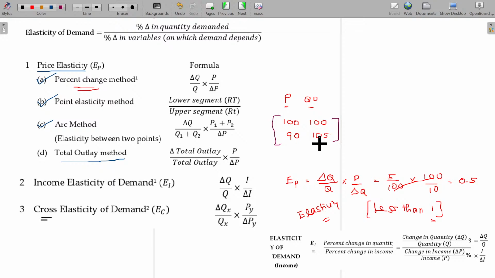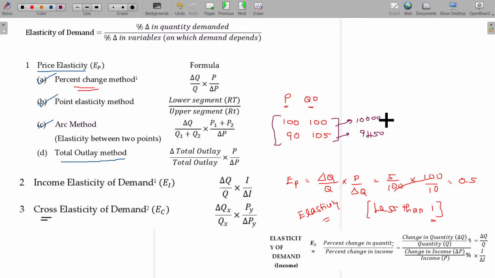You are selling more quantity. Being the seller, if you are selling more quantity, will you be happy or not? You think over what your collection beforehand was. The collection beforehand was 10,000. The collection after the price change is only 9,450. Are you happy? Then what is the meaning of reducing the price?